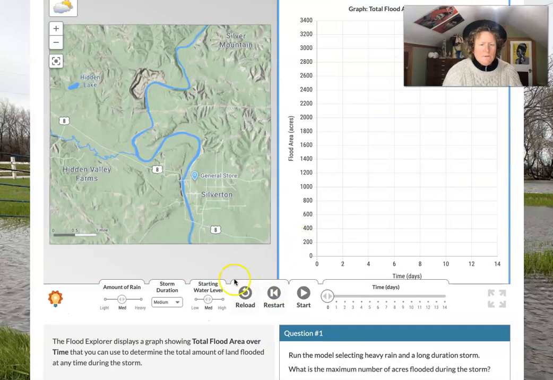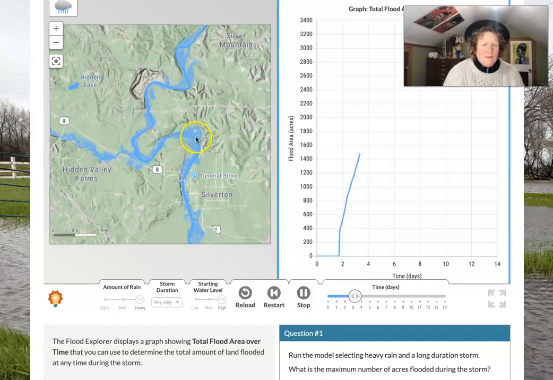So let's reload. This time I'm gonna max everything out. So storm duration is very long, amount of rain is heavy, starting water level is high, and let's just try to see how much flooding we can get here. As we watch the map, you can see the river flood its banks. You can kind of see the land being covered with water. And you can stop it right here if you want to take a look at what's flooded.